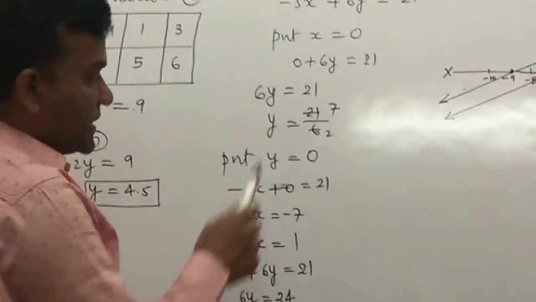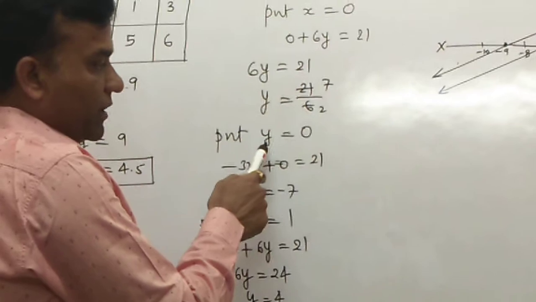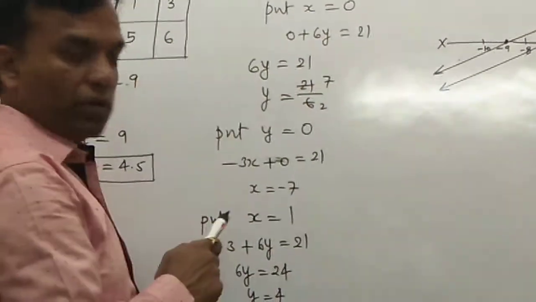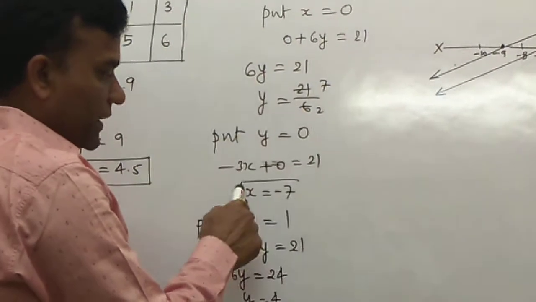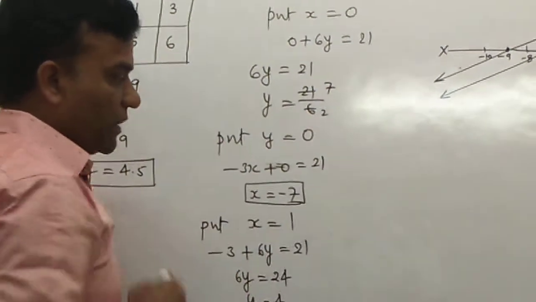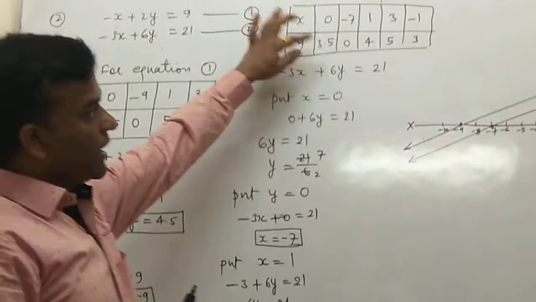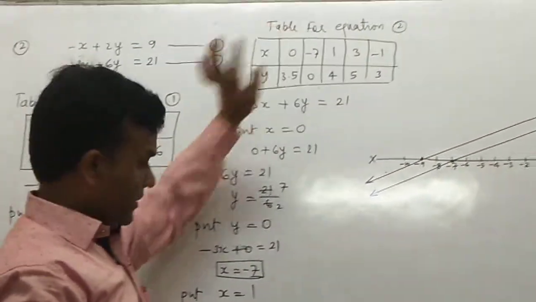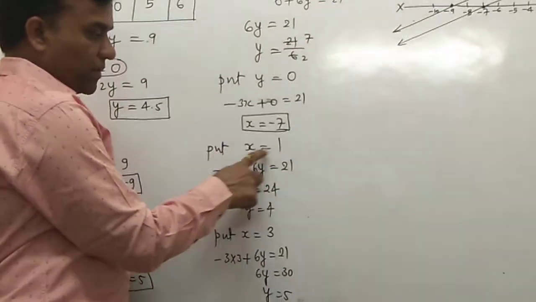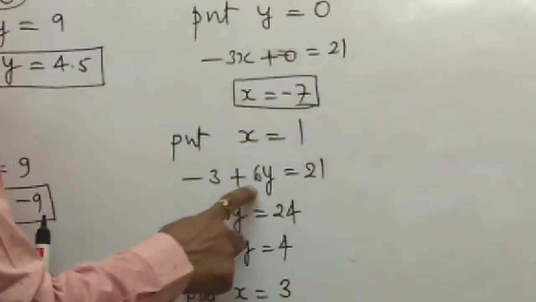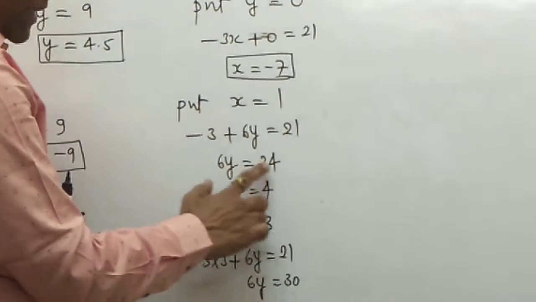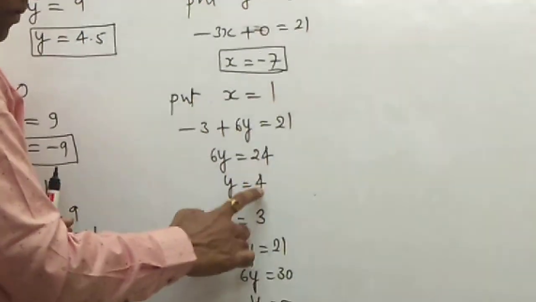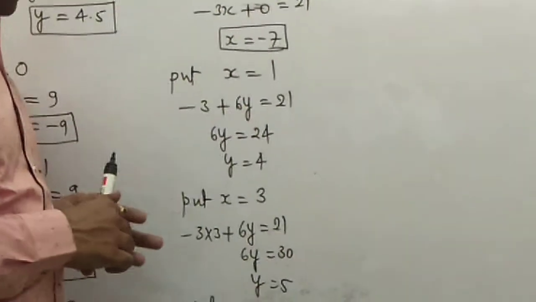And similarly for the x axis, y equal to 0 and minus 3x plus 0 equal to 21, so x equal to minus 7. So you got the value of x is minus 7. So now we have the second pair, 0 and minus 7 here. And similarly you put x equal to 1, so minus 3 plus 6y equal to 21. So minus 3 goes to the other side, so 21 plus 3 is 24. So 6 4s are 24, so the value of y equal to 4.